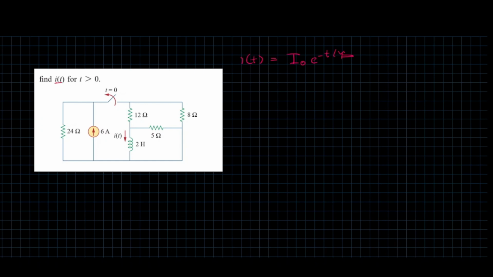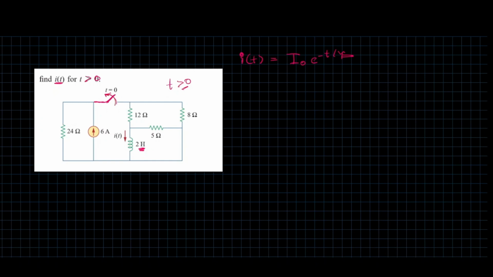They said find I of t when t is greater than 0. That means after you have disconnected the battery, the inductor has started to discharge some current. Immediately you disconnect the switch, the inductor does not immediately start discharging current. It's after t greater than 0 that the inductor really starts discharging its current. So this I of t is at t greater than 0, which means the switch has been opened.